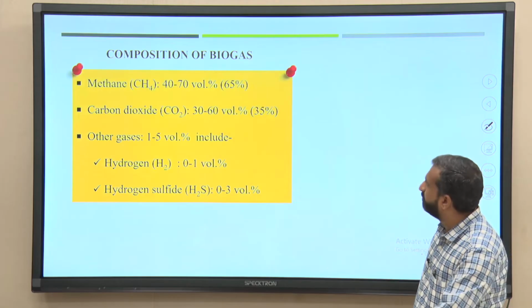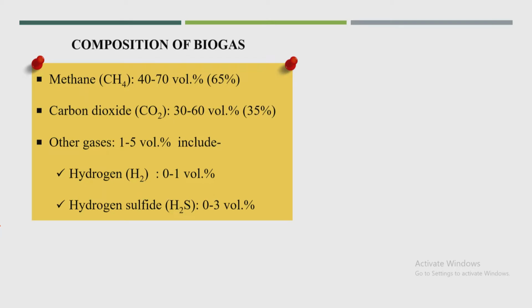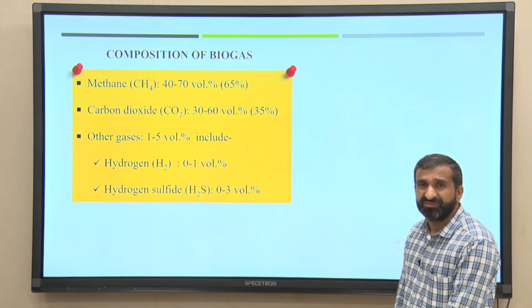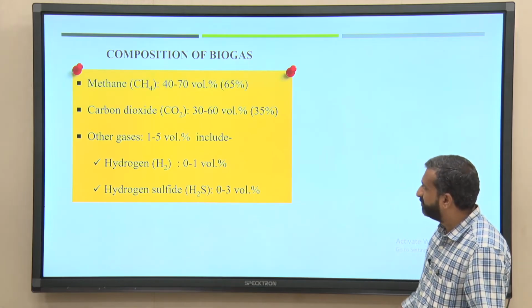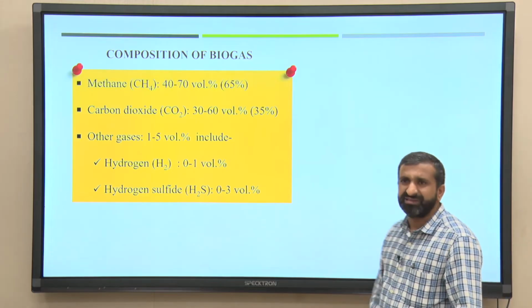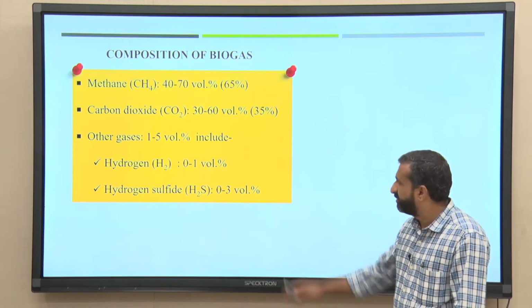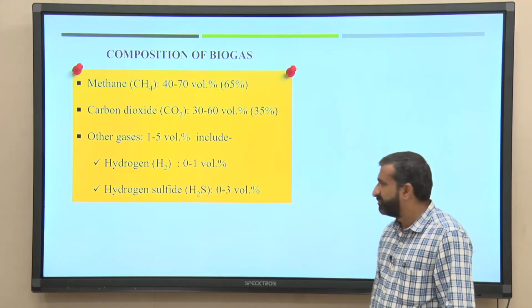When you talk about the composition of biogas, the methane percentage can go up to 70%. If you have a properly designed reactor, you can achieve a minimum of 65% methane. Carbon dioxide could be 30 to 60%, and other gases are between 1 to 5%, but in a proper reactor the percentage of other gases never increases beyond 1% or 2%.